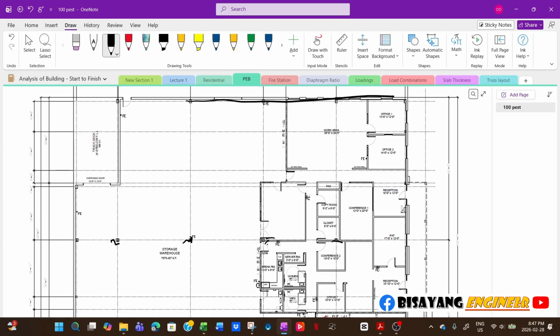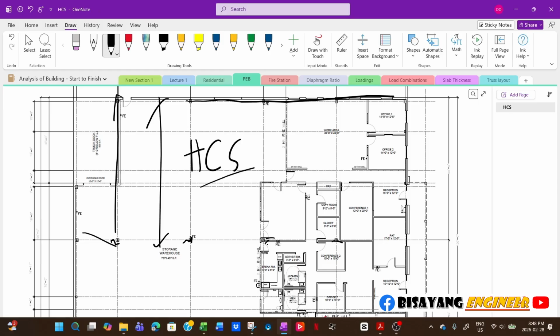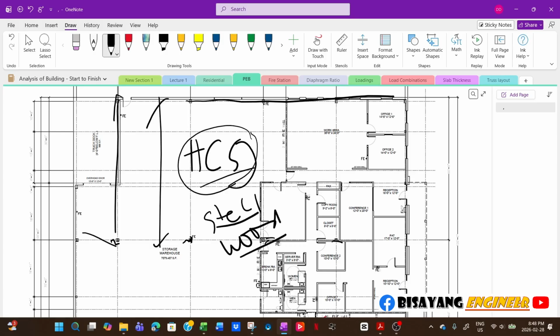You will have large beams and columns along the perimeter, and this can be a hollow core slab. But I myself don't have any experience with hollow core slab, so we will just try to discuss. Anyway, the theory is the same, the procedures are the same. We will just be framing this one with steel and wood because it is easier.